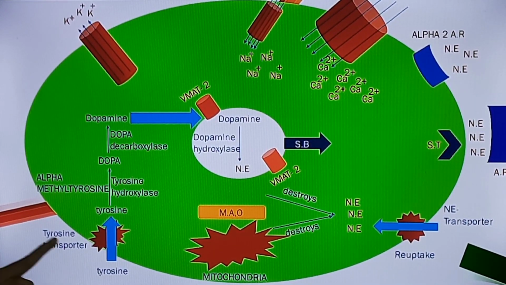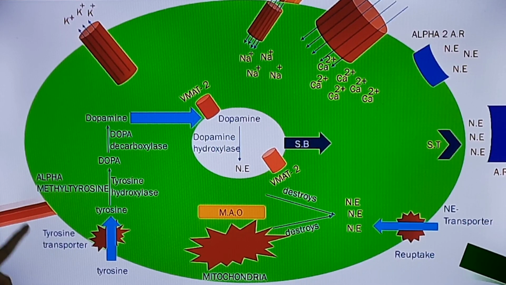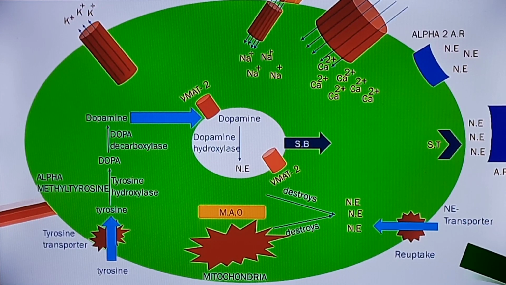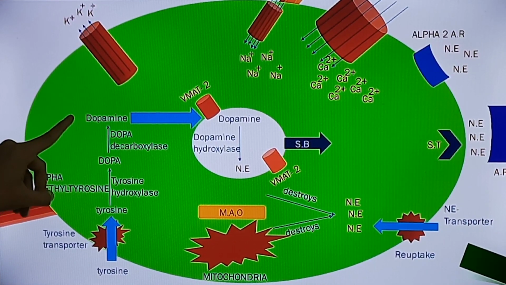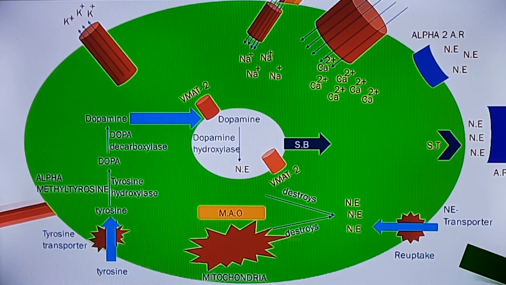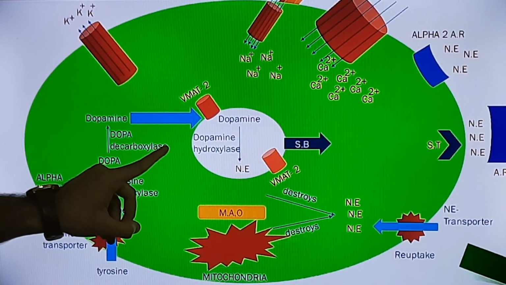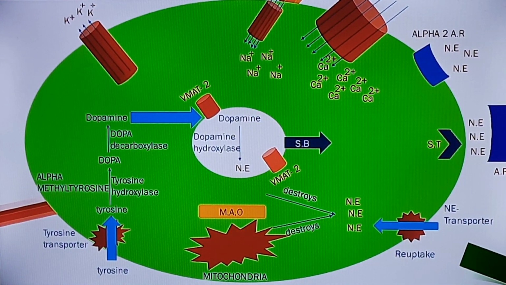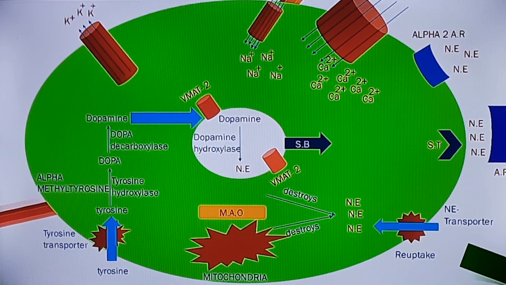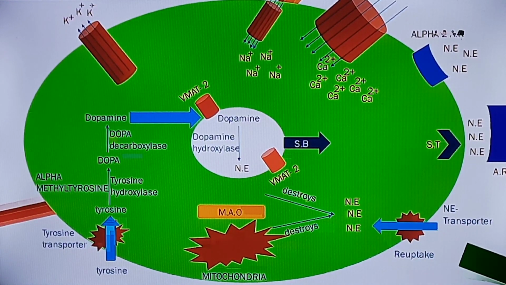Now this tyrosine, with the help of the tyrosine transporter, will enter into our nerve ending and ultimately get converted into dopamine. Now this dopamine should enter into the membrane bound storage vesicle, and its transportation is facilitated by a very important transporter, and the name of that transporter is VMAT2. What is the full form of VMAT? VMAT stands for Vesicular Monoamine Transporter Type 2.